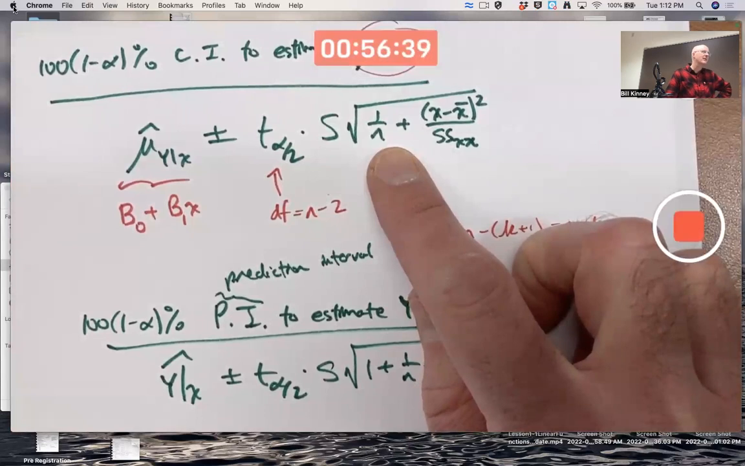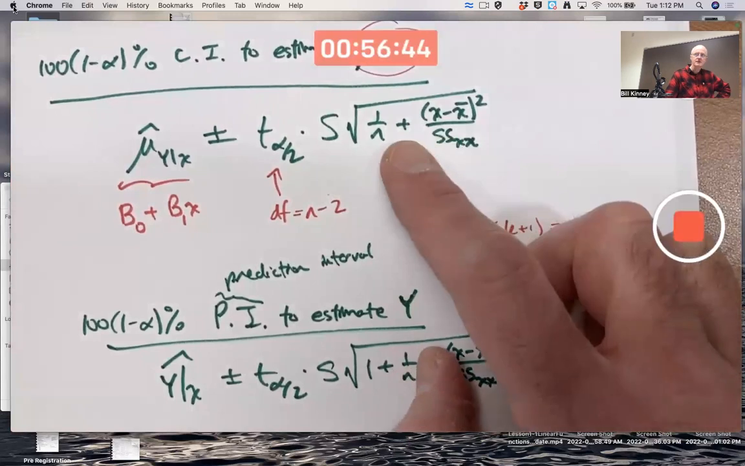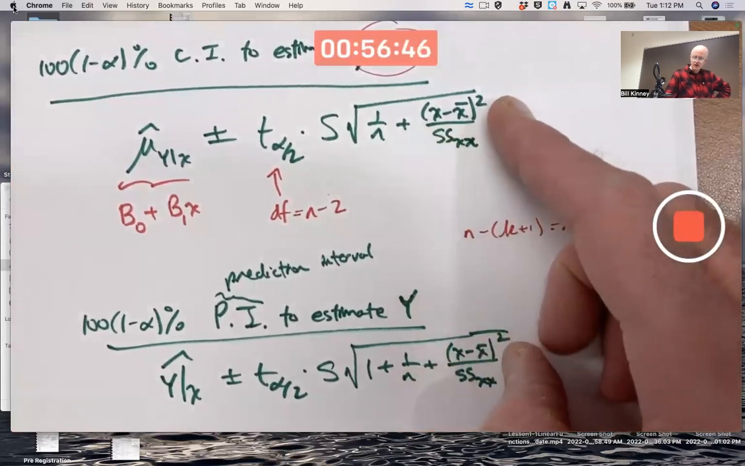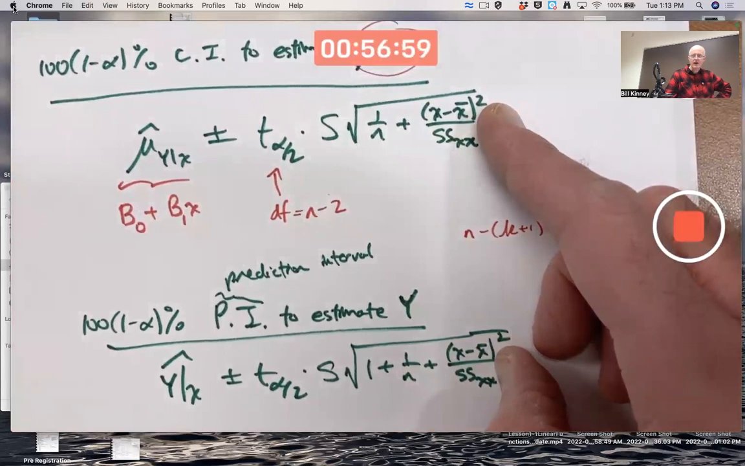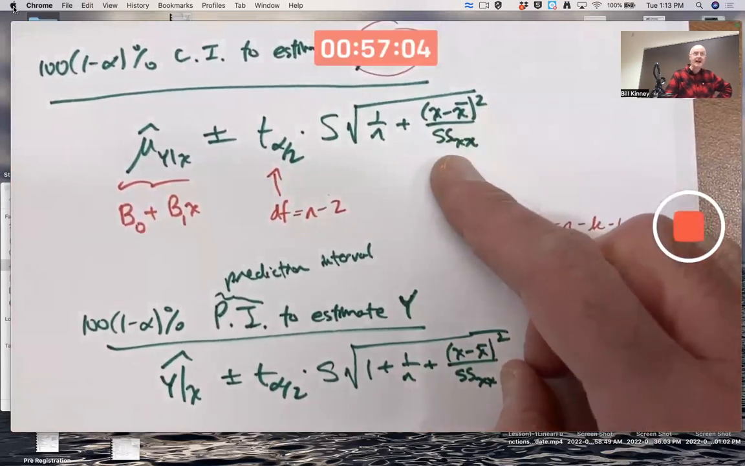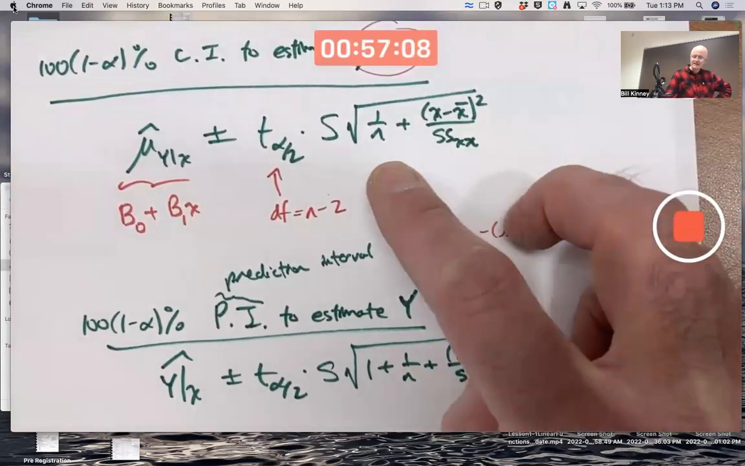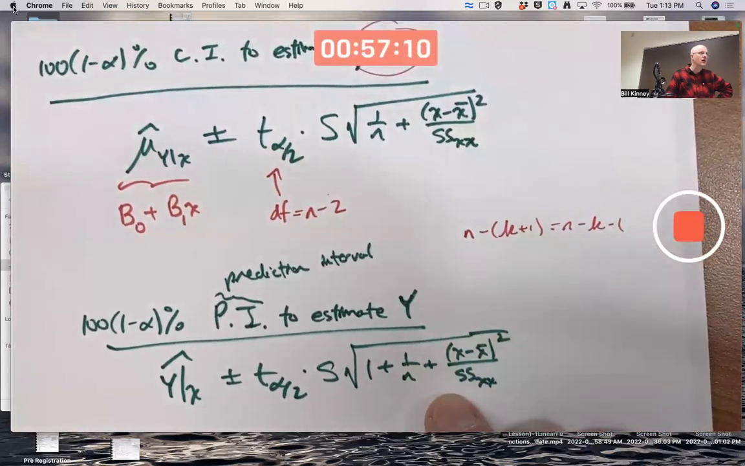So 1 over n, if n were 100, 1 over n would be 0.01. And you see it in both formulas. These fractions also could be very small. For example, they could be 0 if x equaled x bar. If x is slightly different from x bar, they'd be small numbers. Even if x is kind of far away from x bar, it's possible these fractions could be small because SSXX could be a very large number. So in both cases, these two fractions tend to be pretty small numbers.